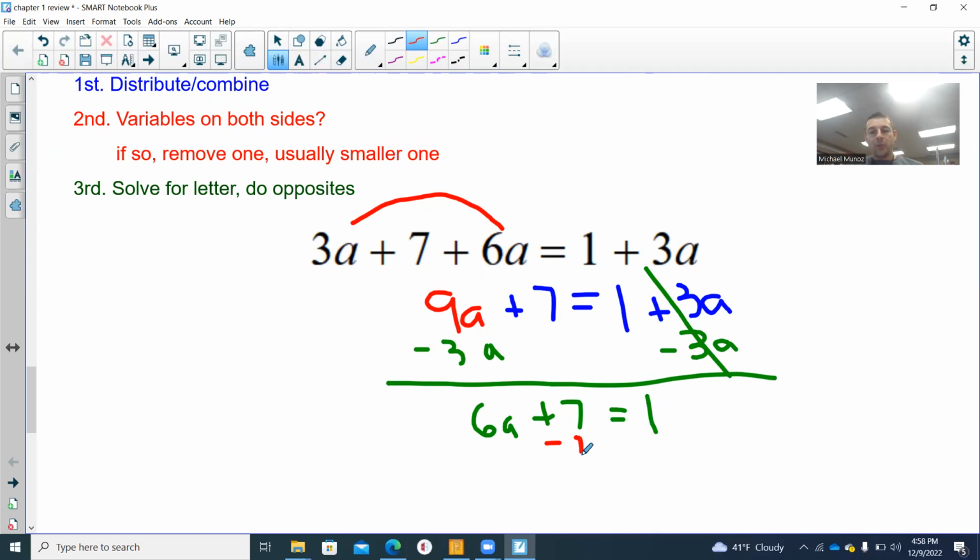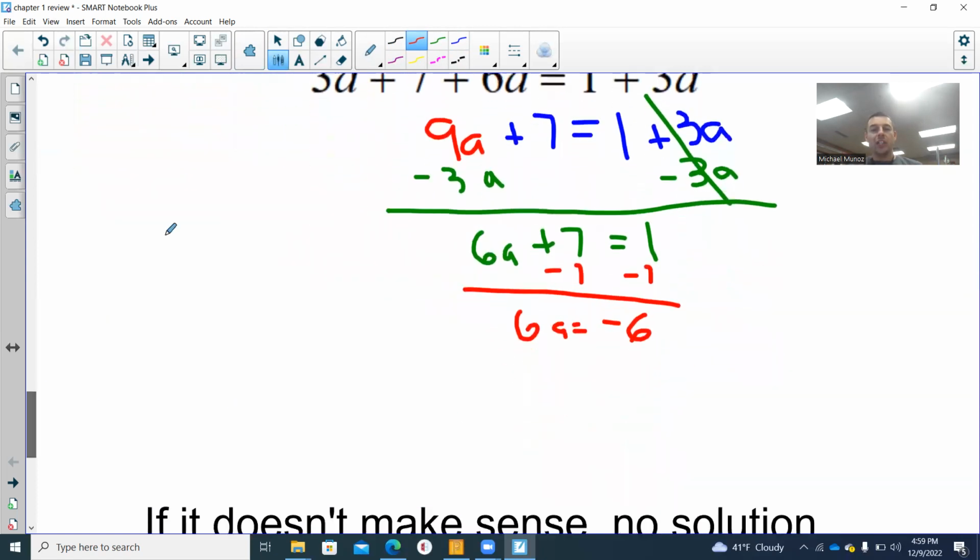Next, it's a two-step equation. I'll just minus 7. So I'll have 1 minus 7 is going to be a negative 6. And I'll have 6A equals a negative 6. So when I go to divide by 6, I'm going to be left with a negative 1. And that's pretty much it.